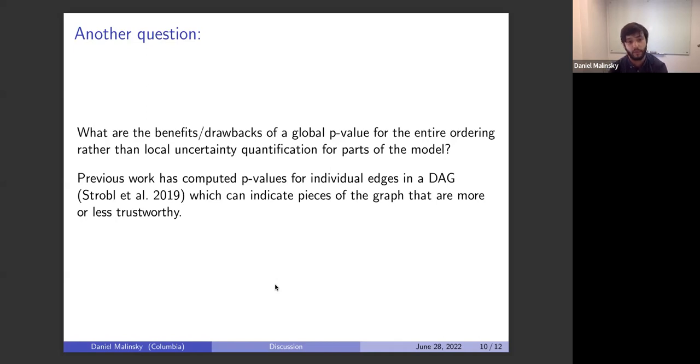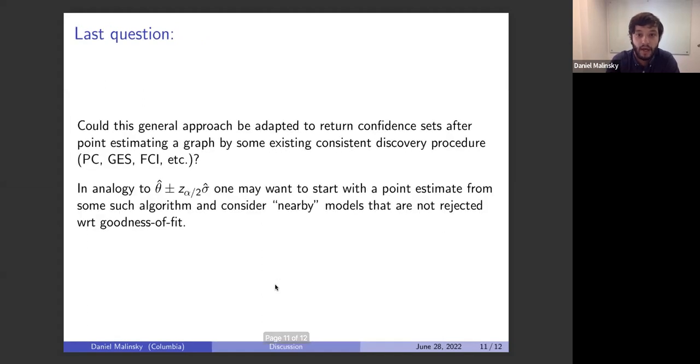There has been some previous work that's computed p-values for individual edges in a DAG by Strobl et al., which assigns basically a p-value to a single edge for each edge in a discovered graph using something like the PC algorithm or similar, which can indicate pieces of the graph that are more or less trustworthy based on the p-values. That approach is quite different from this one, and I think each of these might have some benefits and drawbacks in terms of how you're quantifying uncertainty for different use cases.